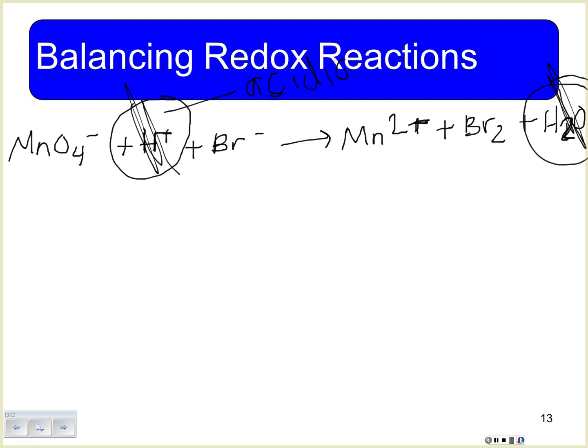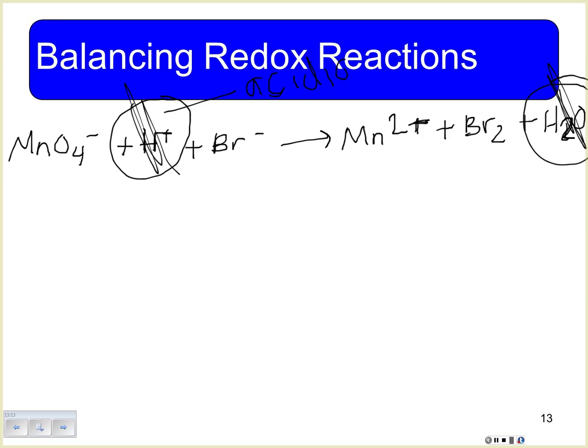So break down your MnO4- yields Mn2+. Okay, Br- yields Br2. Do that first. Now mass and charge balance. So I add bromine on this. Well, no, you're not going to be adding bromines. You can't do that. See, that's Br2.